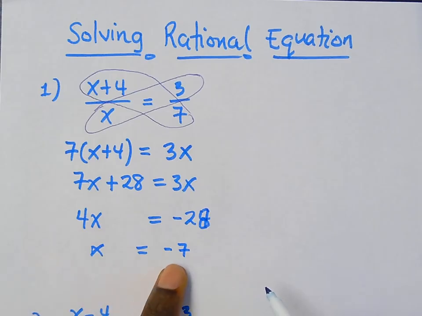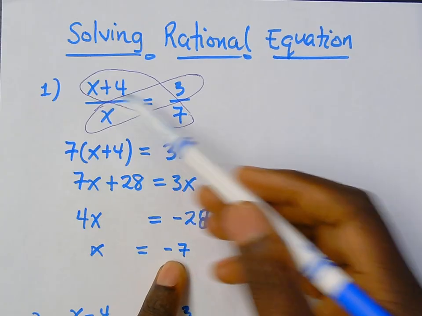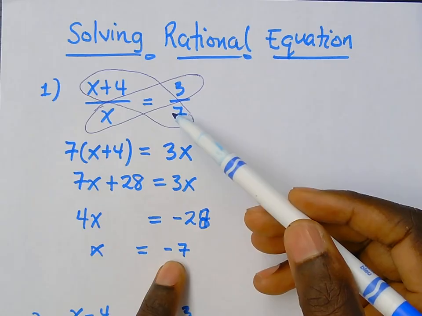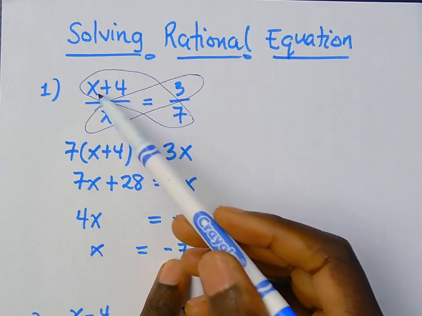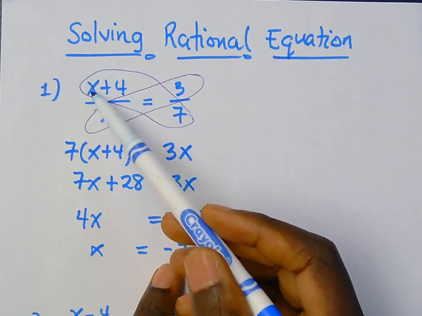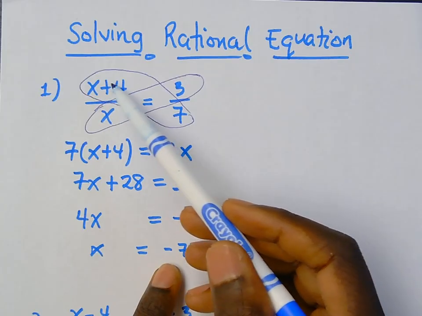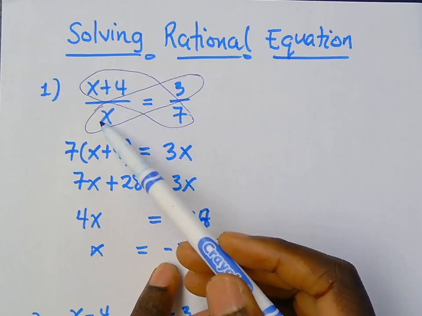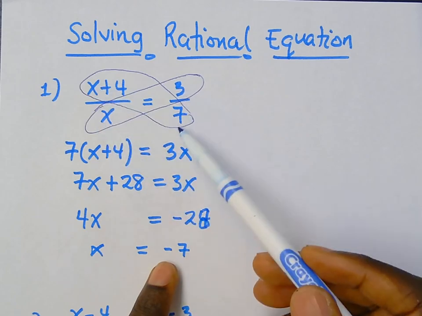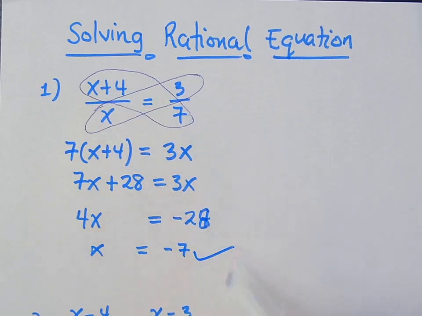Now you want to make sure that the answer you got is right. So plug the x value, which is negative 7, back into the original equation to see if it will satisfy the equation. If I plug in negative 7 for x, I'm going to get negative 7 plus 4, which is negative 3, divided by negative 7. And negative 3 divided by negative 7 is equal to positive 3 over 7. So this answer is good.